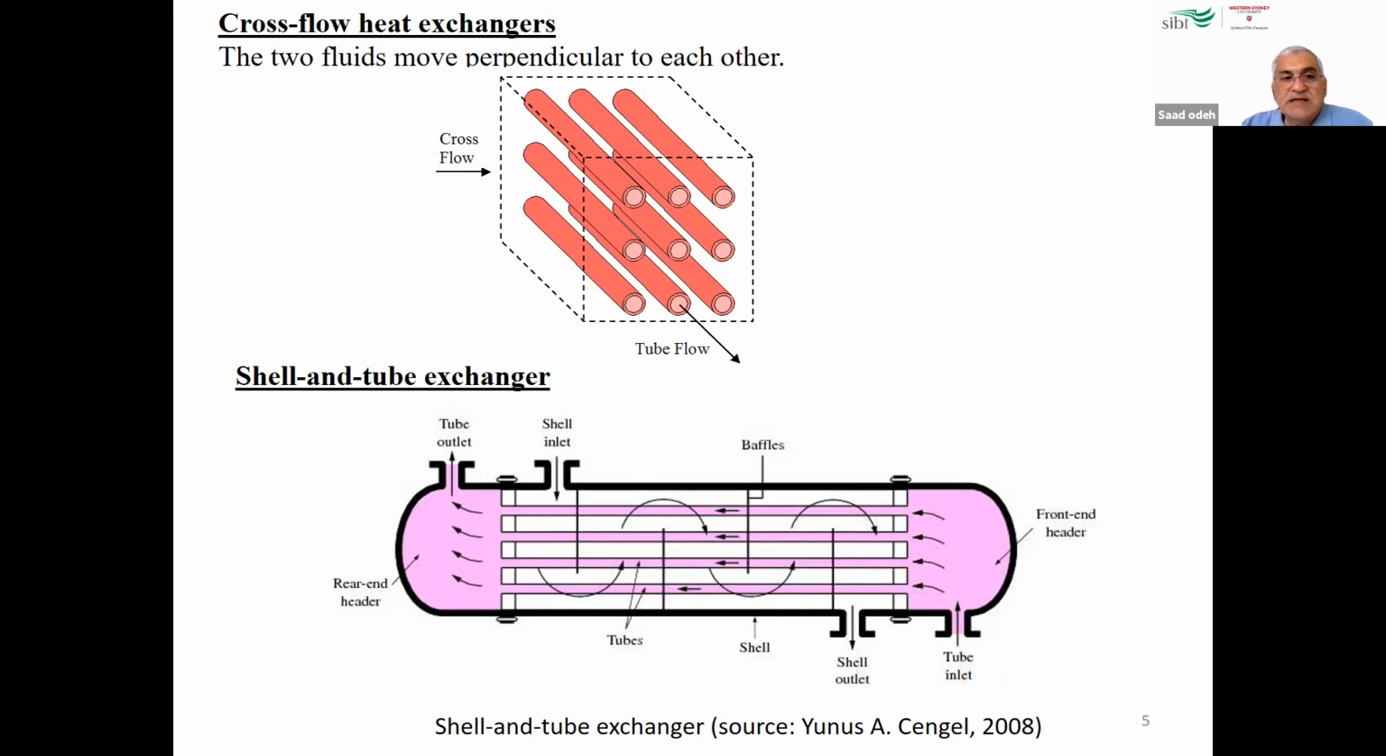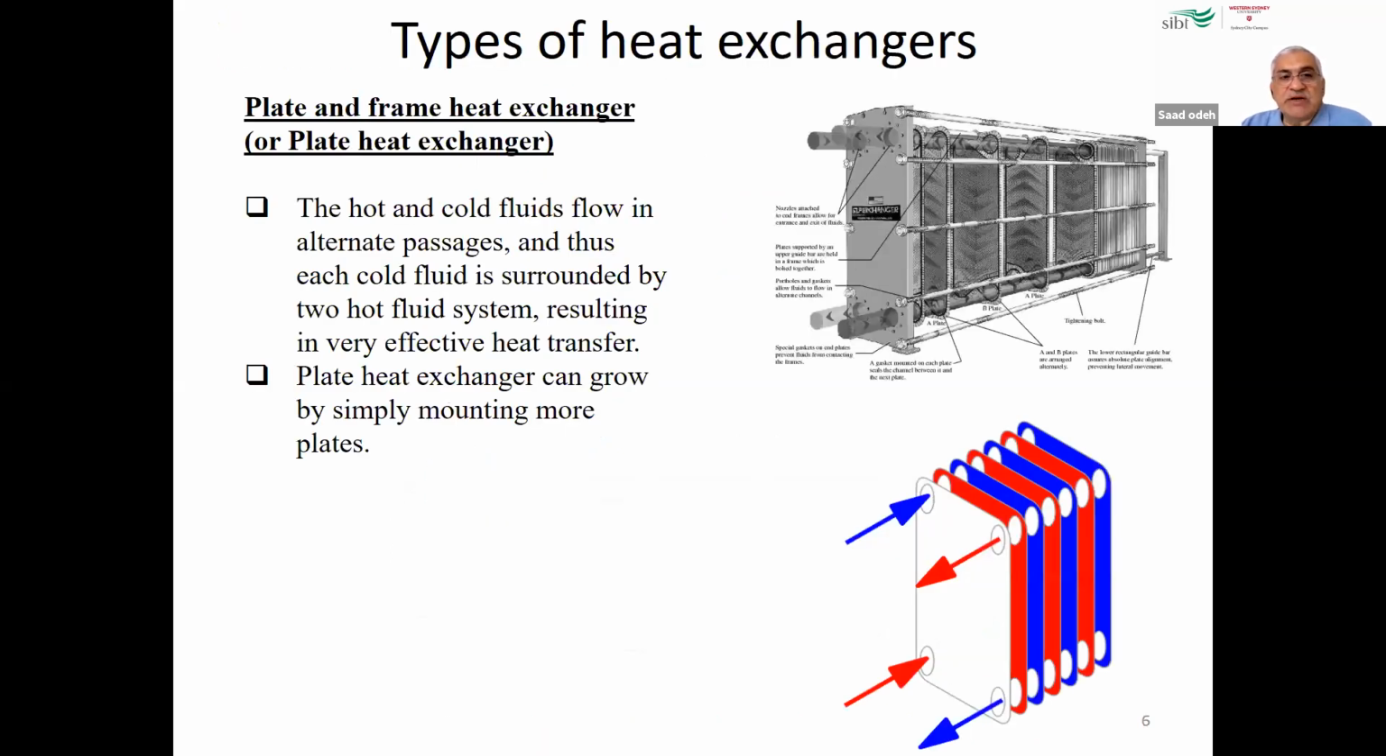Okay, that's the shell and tube exchanger. The last one here we're going to mention is the plate and frame heat exchanger. In the plate and frame heat exchanger, the hot and cold fluid flow is in alternate passages. So as you can see, we have red and blue color. In between them, each one has different fluids.